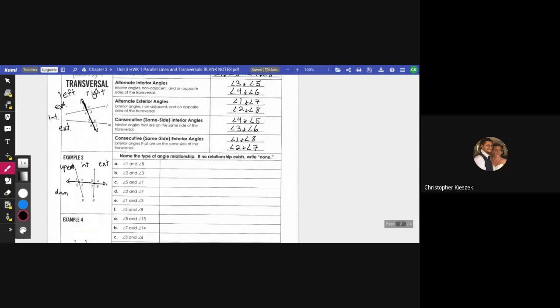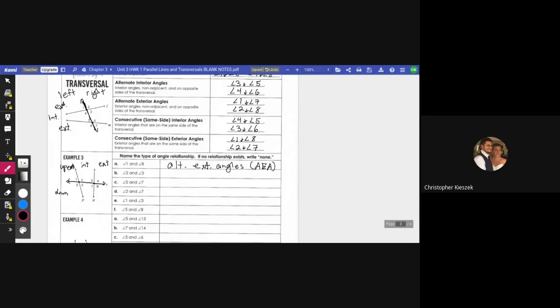All right, so let's look at this. Angle 1 and angle 8. Both angles here, 1 and 8, are exterior, and they are on different sides of the transversal. The one that does that would be alternate exterior angles. Now, that's a lot of wording, so we could abbreviate it as AEA. That's fine. And for me, that's fine.